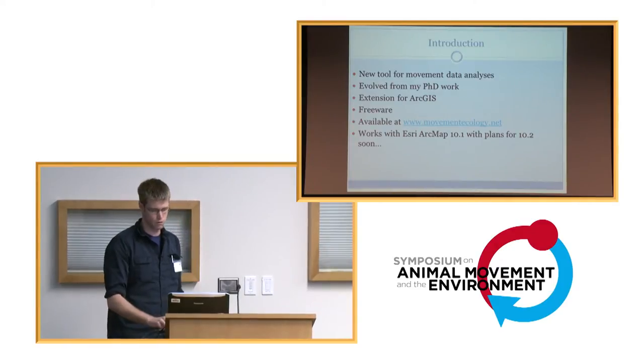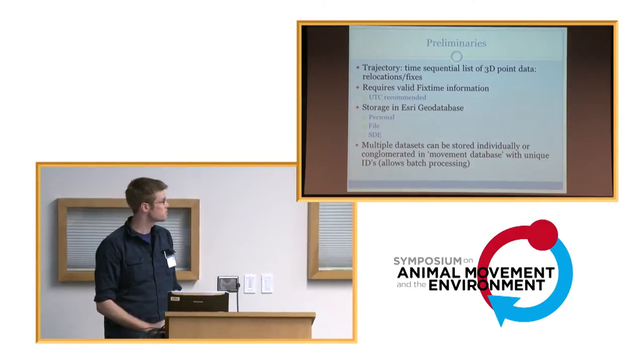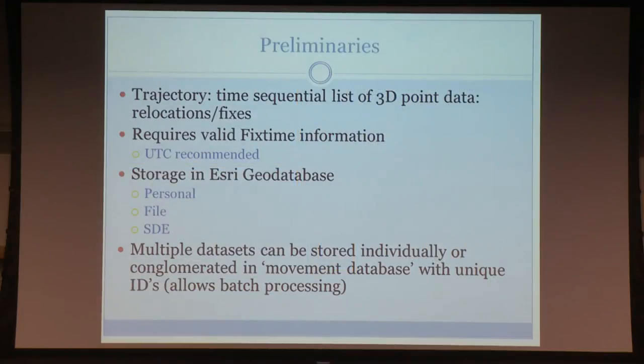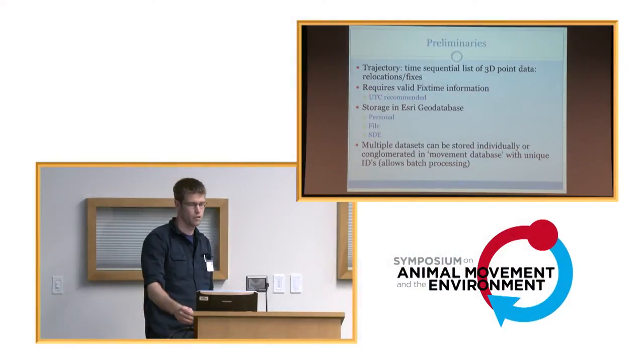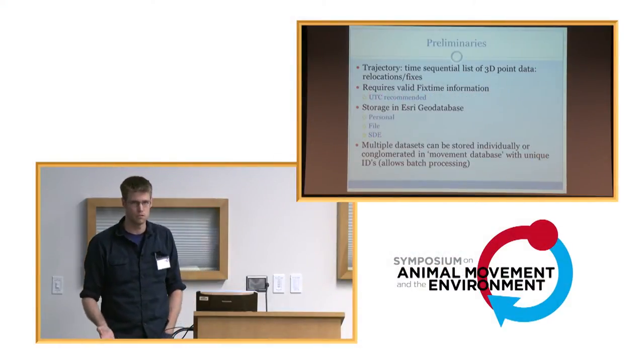So I'm just going to go through some preliminaries. Like other packages, I've defined a trajectory as a set of time sequential points, typically GPS data. At the moment I don't have any functionality for accelerometry data or anything like that, so it's just GPS data. I recommend using universal coordinated time for your fix time information, and storage in an Esri geodatabase is one of the requirements.